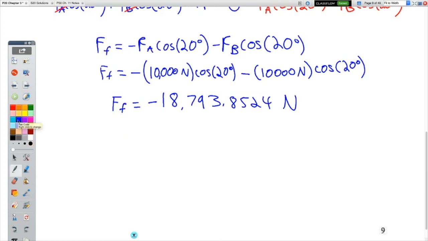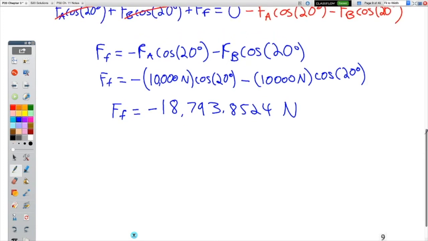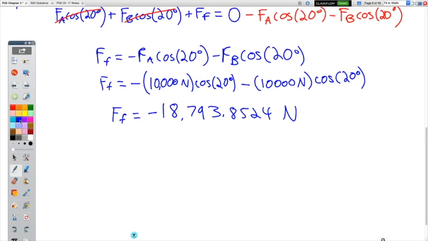I'm just going to write the proper number of significant digits here. The only number I'm really given is 10,000, which is 5 significant digits. We can't actually say what the negative means. There's not enough information here to say if that's west, left, south, down, whatever. Obviously not down, but the best we can do here is say that the force of friction is equal to negative 18,794 newtons.